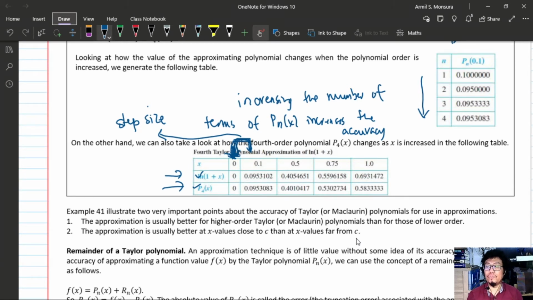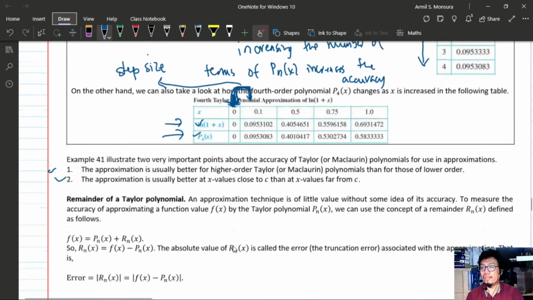And the approximation is usually better at x values close to c than at x values far from c. So if you get farther and farther from the center of the Taylor or the Maclaurin polynomial, you are committing more and more errors for your approximation. So you have to remember these two points.